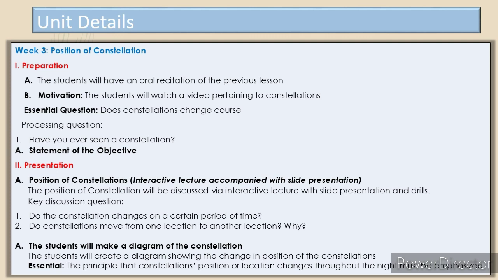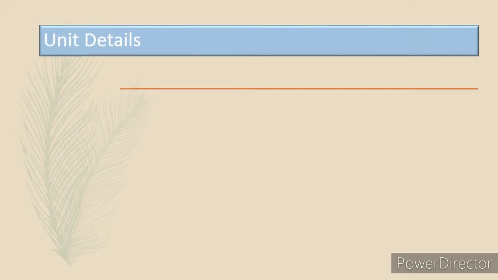Do constellations move from one location to another location? Why? Afterwards, the students will create a diagram showing the change in position of the constellations. The principle that the constellation's position or location changes throughout the night must be emphasized.